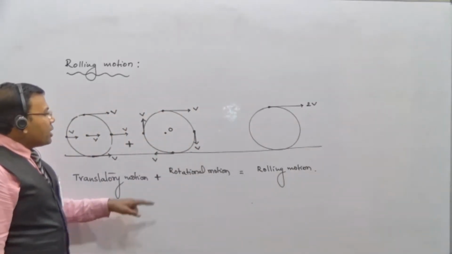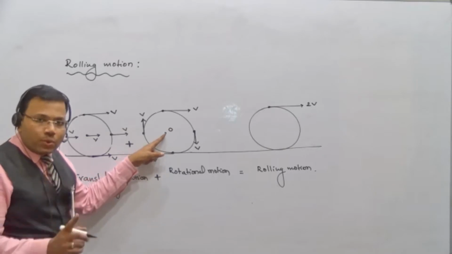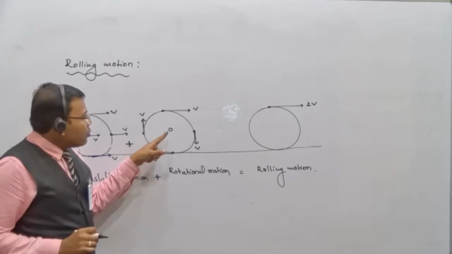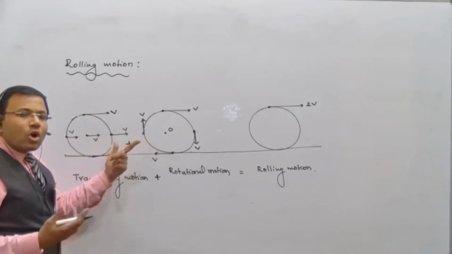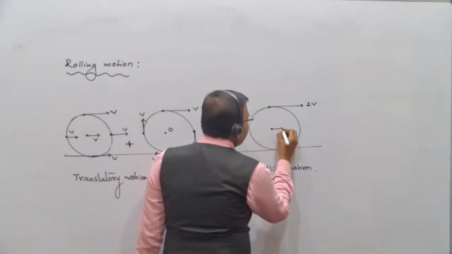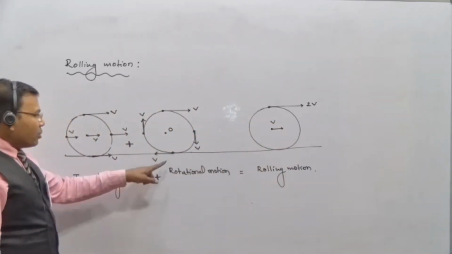Now come to this middle point. इस पॉइंट पे आइए बेटा, यहाँ पे वेलोसिटी कितनी, 0, because in rotational motion the center point will be at rest. So ये 0 है, लेकिन ये तो v है ना, तो this v plus 0, how much it is, v. So under rolling motion ये जो center point होता है बेटा, ये कितने velocity से move होगा, v velocity से move होगा.